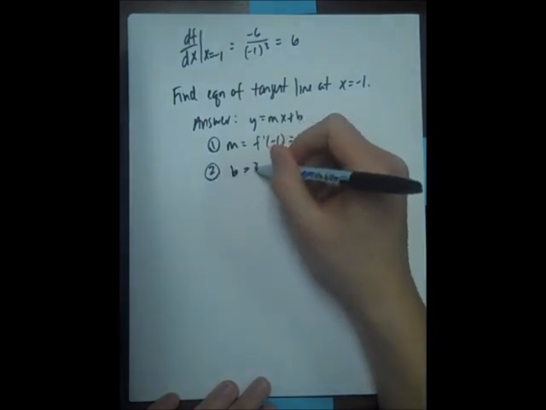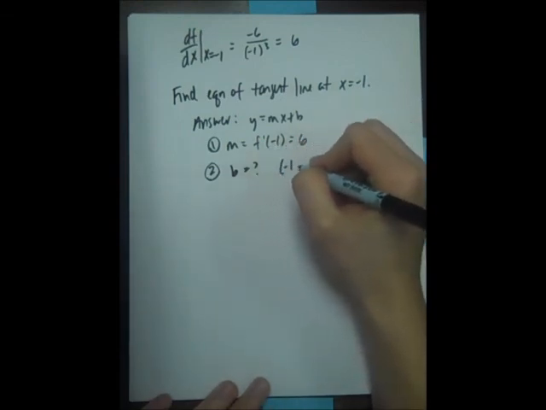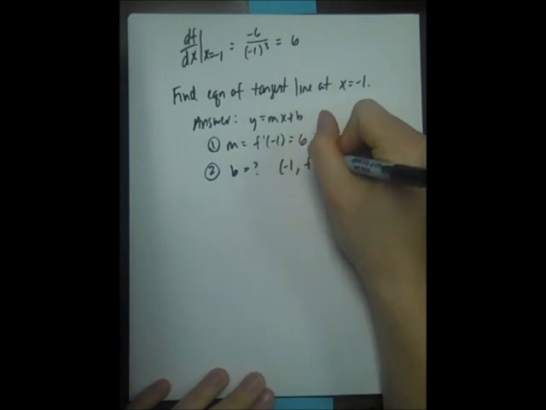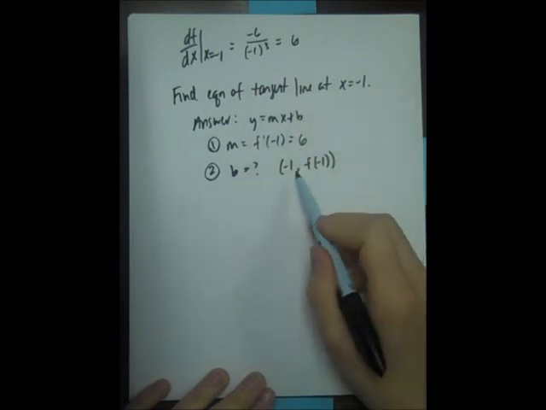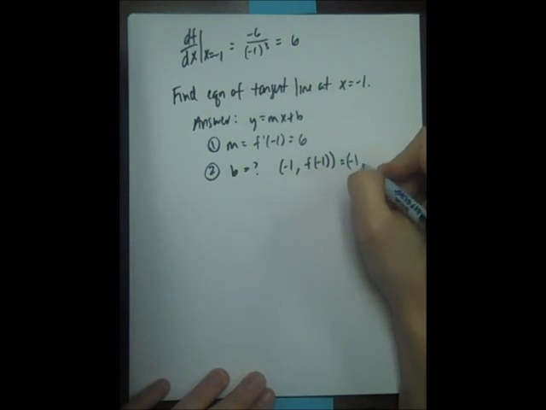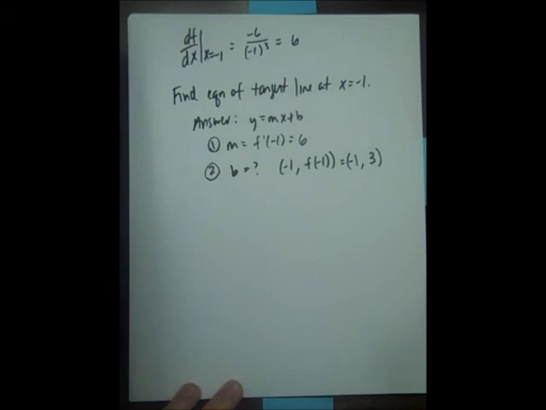Second thing is I need to find b. To find b, you need to find a point on the curve. So we know x is negative 1. The question is, what is the y value that we're going to use? Should I plug it into f or f prime? You always plug it into f. So it's always going to be negative 1, f of negative 1. So what was f of negative 1? Well, my original function was 3 over x squared. So 3 over x squared gives me 3 when I plug in negative 1.